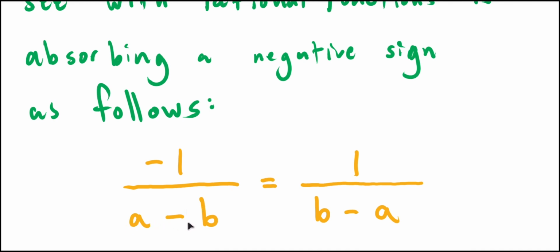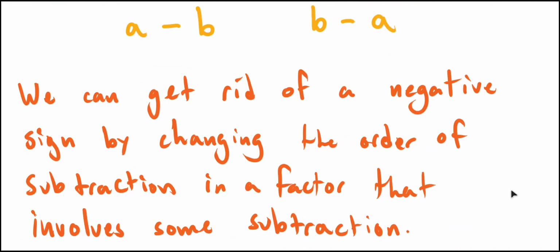A very classic way of making things a little bit simpler, in terms of an economical use of symbols, is to absorb that negative into this difference by switching its direction. You might be able to see that that's how things should be just by looking at it, but let's break it down to make sure this pattern makes sense. But just to summarize, we can get rid of a negative sign by changing the order of subtraction in a factor if that factor involves some kind of subtraction.